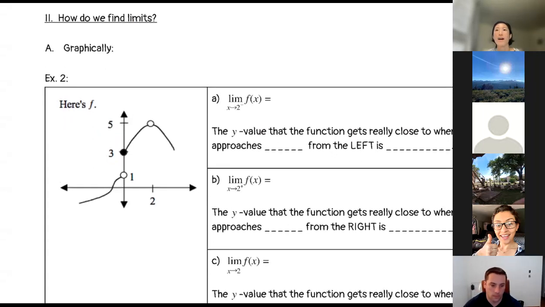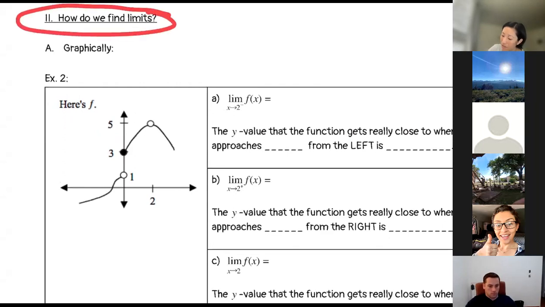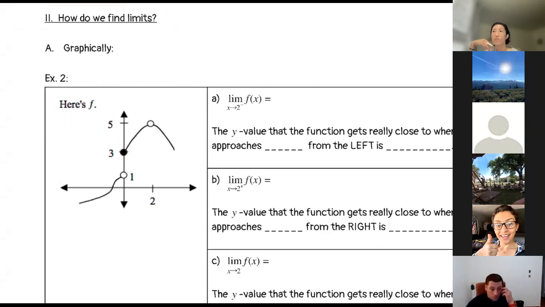So now that we kind of know what a limit is, that y value we get really close to when we're getting close to an x value, one question we should be asking ourselves is, great, how do we find them? Now that we know what it is, how do we find them? It turns out we're going to be looking at 2 primary methods. The first one is going to be graphically, and we've already done that.